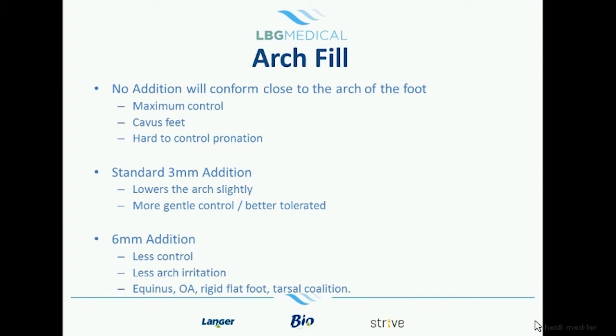So looking at your arch fill, as a standard, we would normally add a 3mm medial addition, but you may want to alter this depending on your patient and their arch profile and what you're trying to achieve. So for example, if you had a patient with a supinated or pes cavus foot, you might want to maximize the total contact area of that orthotic. So by ticking no medial addition, you'd get a higher arch device, which would fit the profile of the arch more closely. And then on the other hand, if you selected a 6mm addition, you would get a much flatter profile, and this would look a little bit more like a root device.